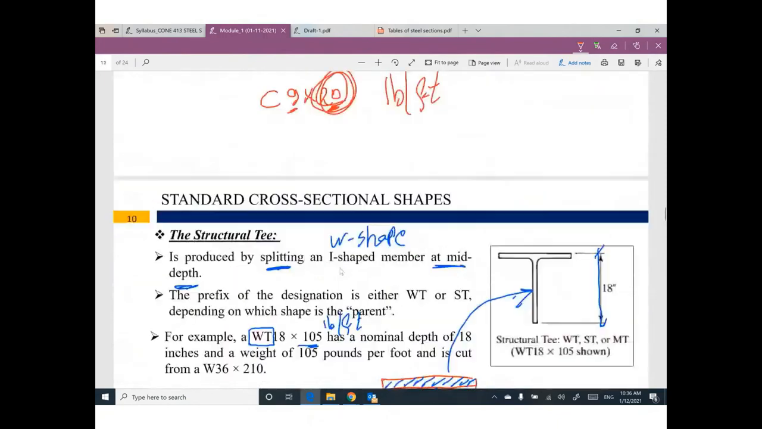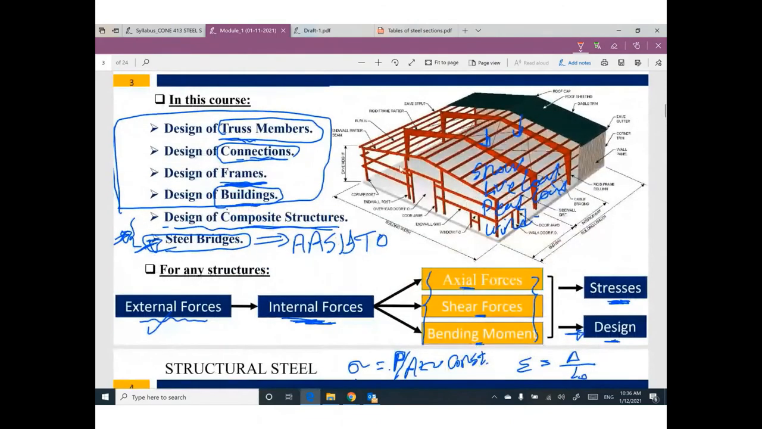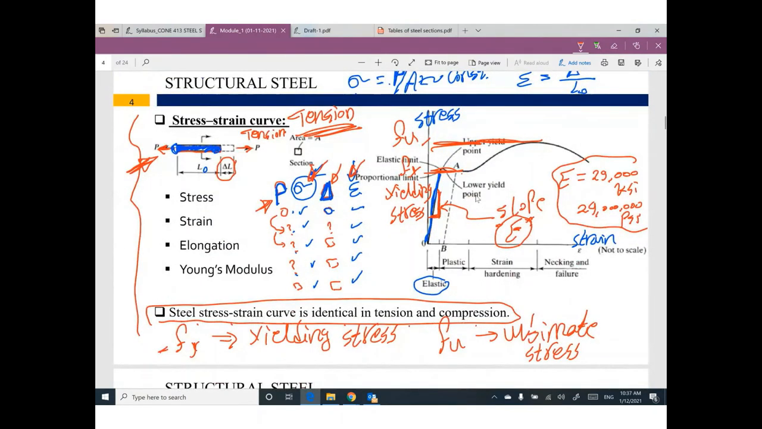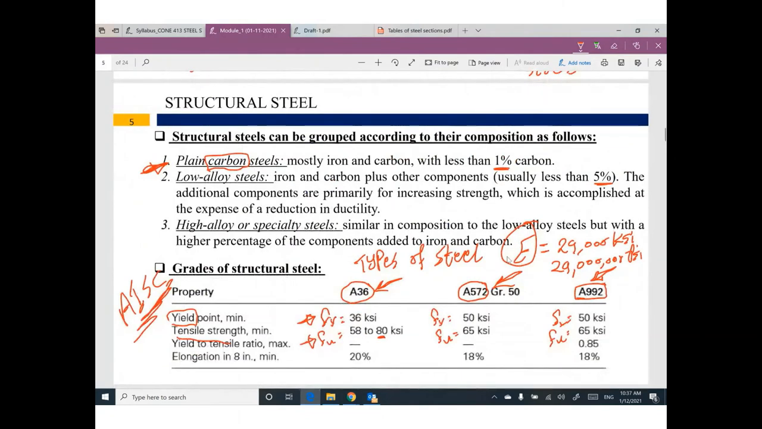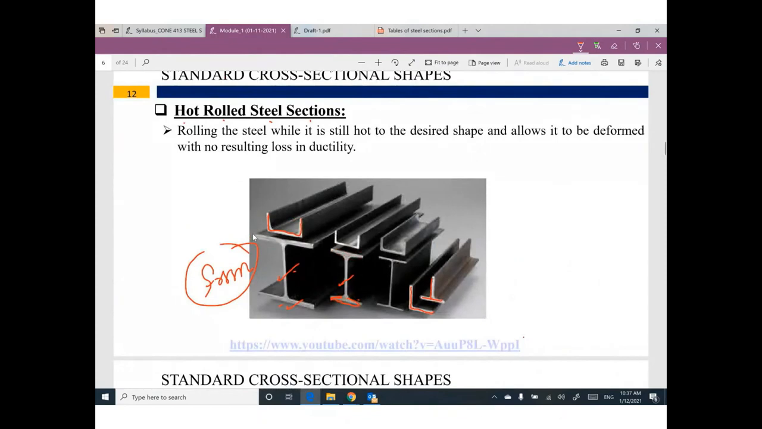So guys, today I introduced the meaning of this course. We have different shapes of structure. Every component in this structure is made from steel. And what is the meaning of the stress-strain curve for steel? We have three mechanical properties: yielding stress, ultimate stress, and Young's modulus. We have different types of steel based on the percentage of carbon. We have different shapes of cross section based on how you deform this shape.